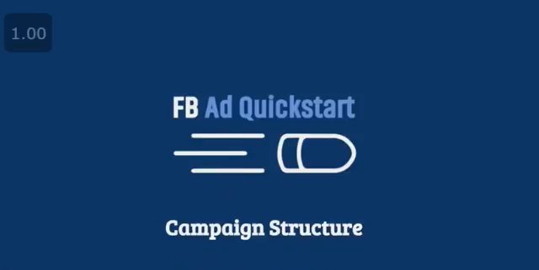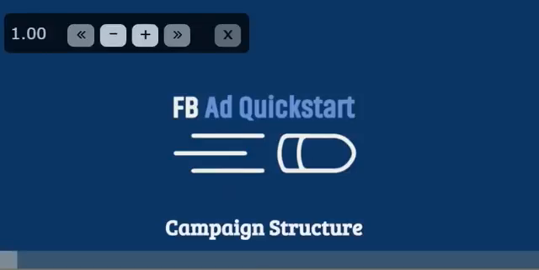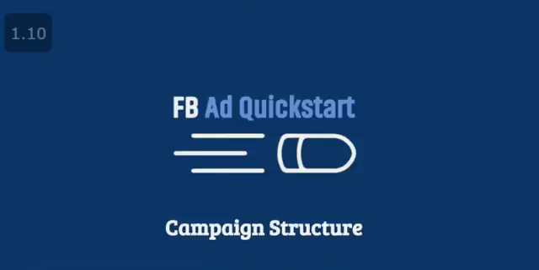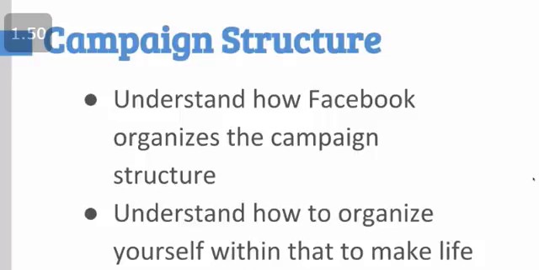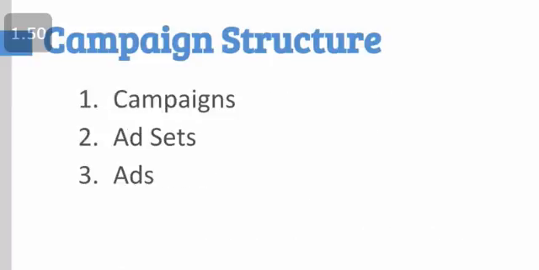Okay, in this section, we're going to talk about campaign structure inside of Facebook. What I'm referring to is how Facebook organizes the ad campaigns and how you can organize yourself within that structure to make life easy in terms of being able to manage your campaigns effectively. There's really three components of the structure to understand: campaigns, ad sets, and ads.